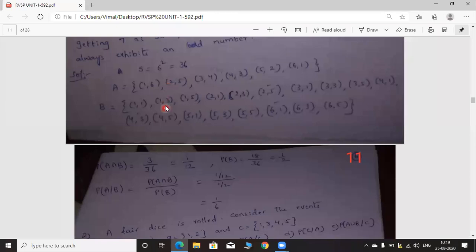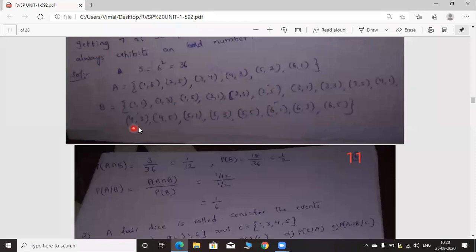So see the combinations of event A and event B. Both events must be satisfied for the common portion. Okay, how many combinations do we have? Only 3 combinations. Those are indicated with a tick mark. Please observe that. Here the tick mark is given at 2, 5 and 4, 3, 6, 1.